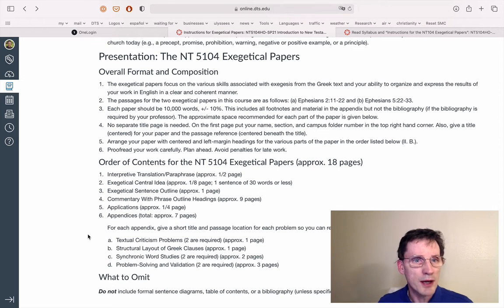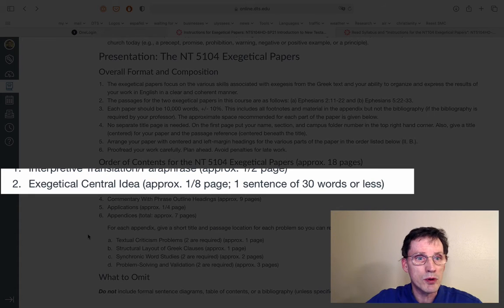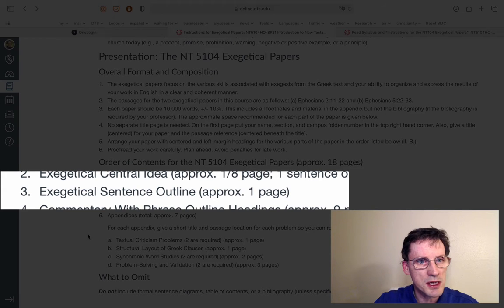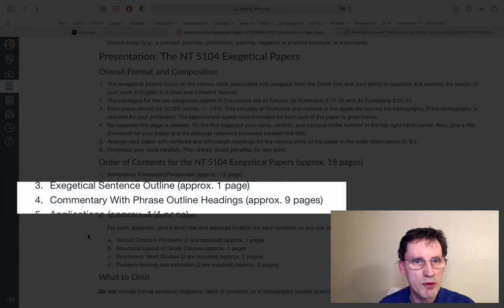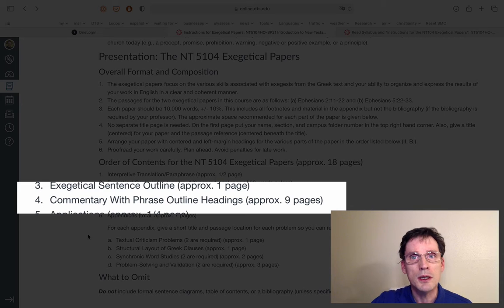And then that's going to be followed by your exegetical central idea, which again is the main point that stands at the top of your exegetical outline, followed by the exegetical outline, the sentence outline. And then the largest section is the commentary with phrase outline headings. Remember, those are the phrases that you've extracted. They have to be phrases now that you extract from your exegetical outline, and those are going to become the headings in the commentary section. So that makes it easy for a reader to see where you are in the passage as you move your way through that.